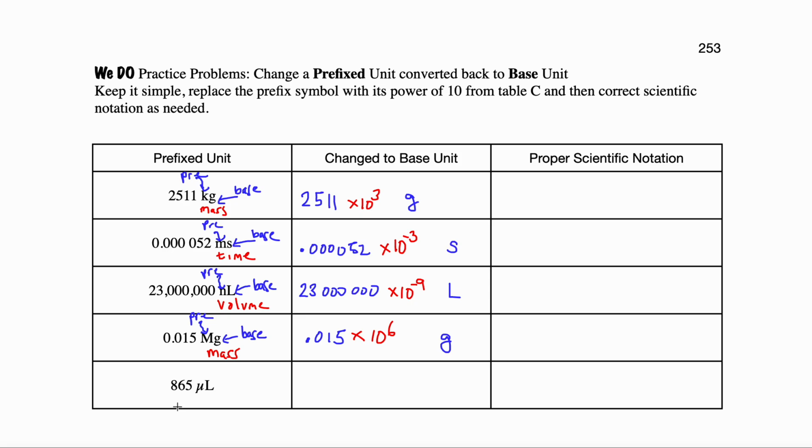Last example, I have 865 weird looking u and L.